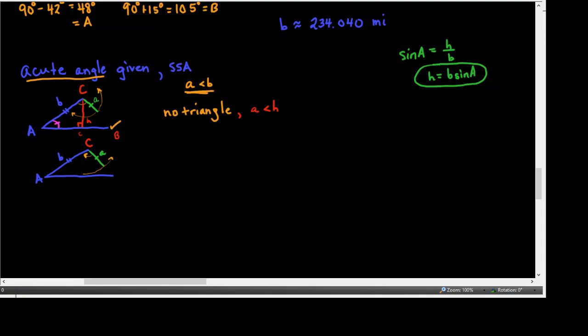And, oops, I didn't draw that quite right. It's actually a pretty good pun, as you'll see in a second. It swings like this and hits that side that's called C in exactly one place. And in fact, the one place it hits is when the length A is perfectly the same length as H. So if A and H are the same, then that means that you're going to have one right triangle.